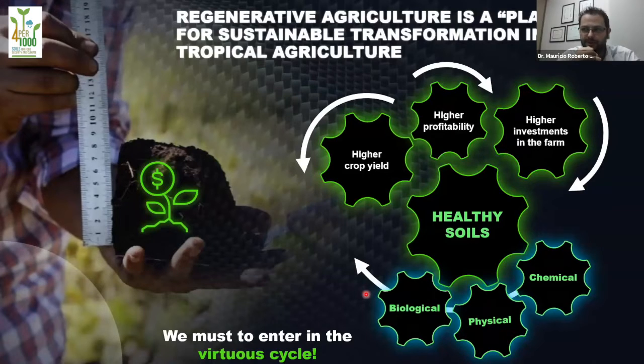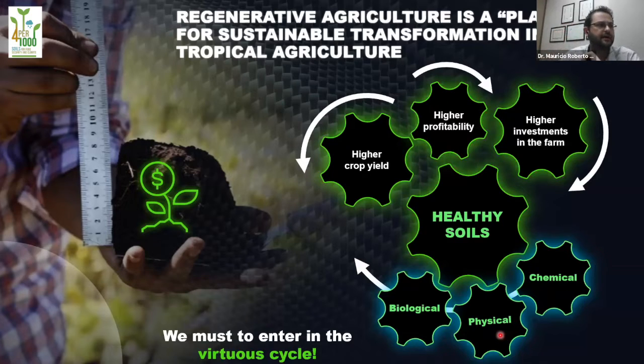So to finish my talk, I would like to reinforce that I am very optimistic. I can see a really nice movement in agriculture in these couple of years and for the next couple of years. So regenerative agriculture can be, or is, a platform for sustainable transformation, particularly in tropical agriculture. So we must enter a virtuous cycle: healthy soils with chemical, physical, and biological pillars very balanced.